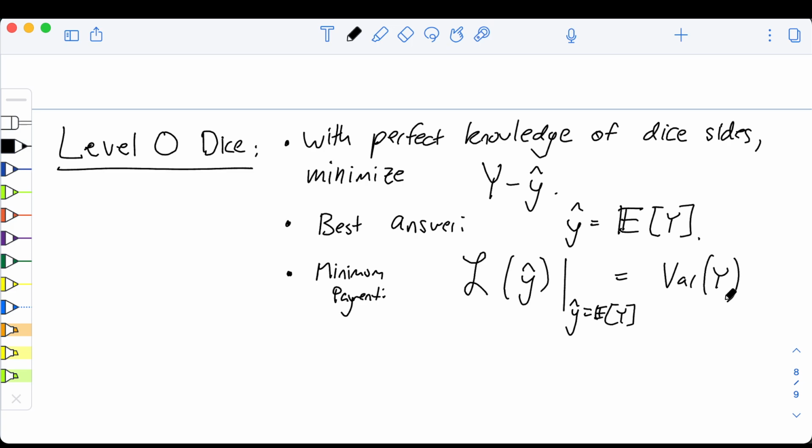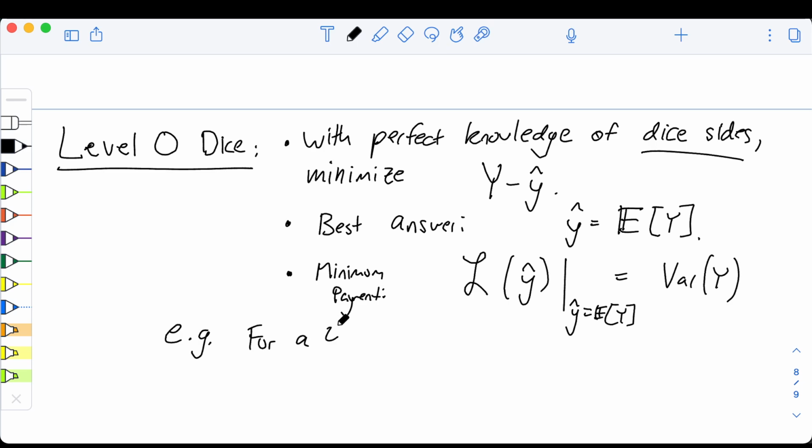Even if you have perfect knowledge of the dice, you have to pay out this minimum amount. Perfect knowledge will not save you from paying me on average when we play this game, because the dice is random. You cannot predict it perfectly. Even if you know the dice perfectly, you will not predict what will happen perfectly, and you will pay me this amount. For a four-sided dice, this was 1.25, e.g. what we did last class.